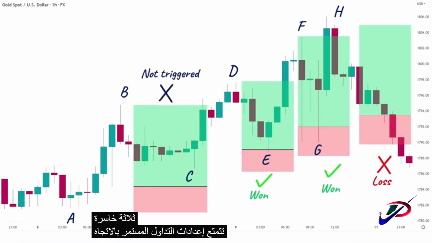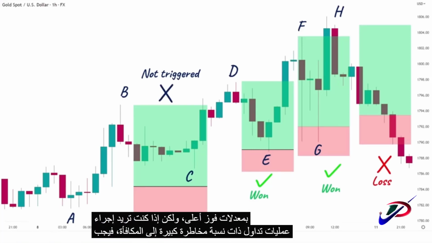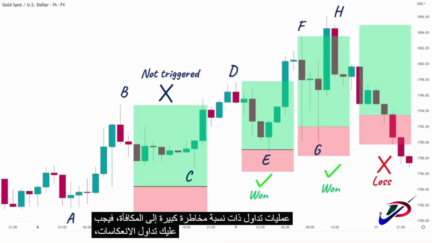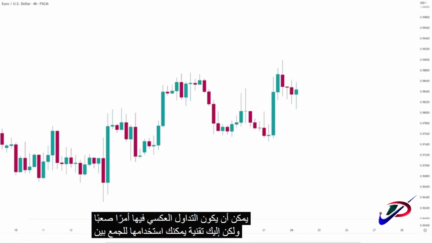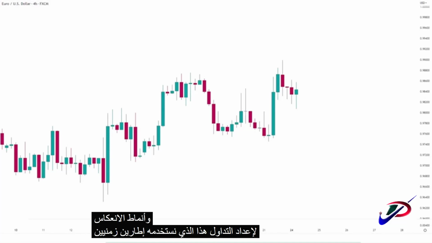Trend continuation trading setups have higher win rates, but if you want to make trades with a great risk-to-reward ratio, you have to trade reversals. So it'd be tricky. But here is a technique you could use to combine higher timeframe key levels with reversal patterns. For this trading setup, we use 2 timeframes.